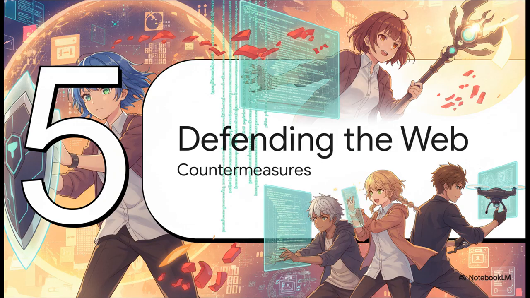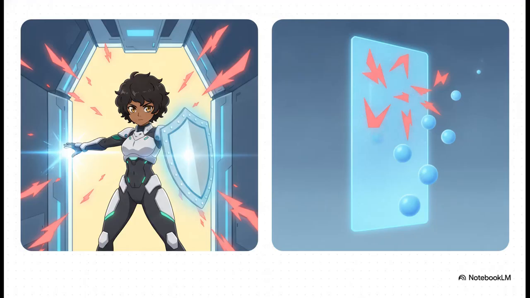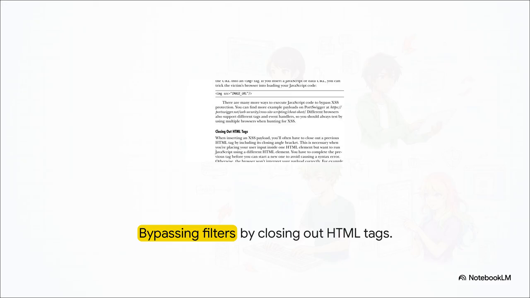And finally, Part 5, Defending the Web, Countermeasures. All right, take a breath. Fortunately, developers are not completely defenseless here. There are highly effective countermeasures to patch these vulnerabilities before they get exploited. The primary defenses are input validation, which means literally blocking suspicious data right at the door, and output escaping. Output escaping is an absolute game changer. It converts symbols like angle brackets into harmless HTML entities, so the browser interprets them strictly as text, not executable code.